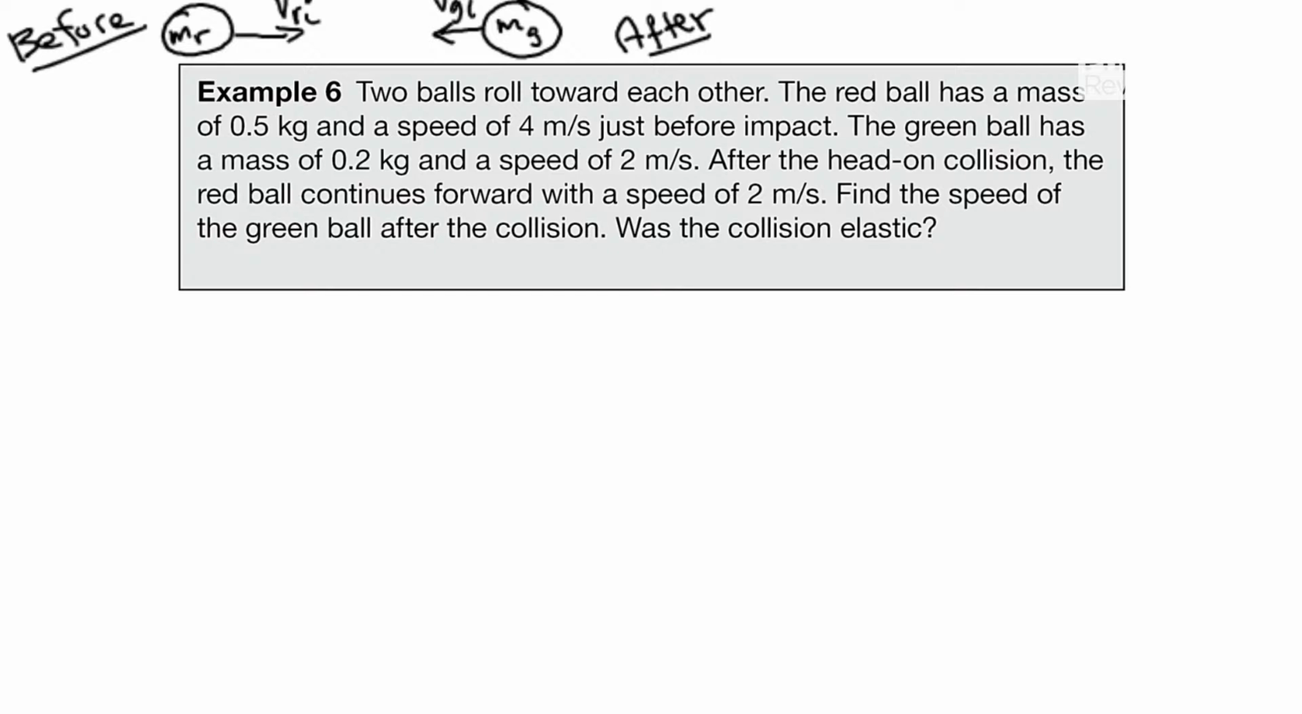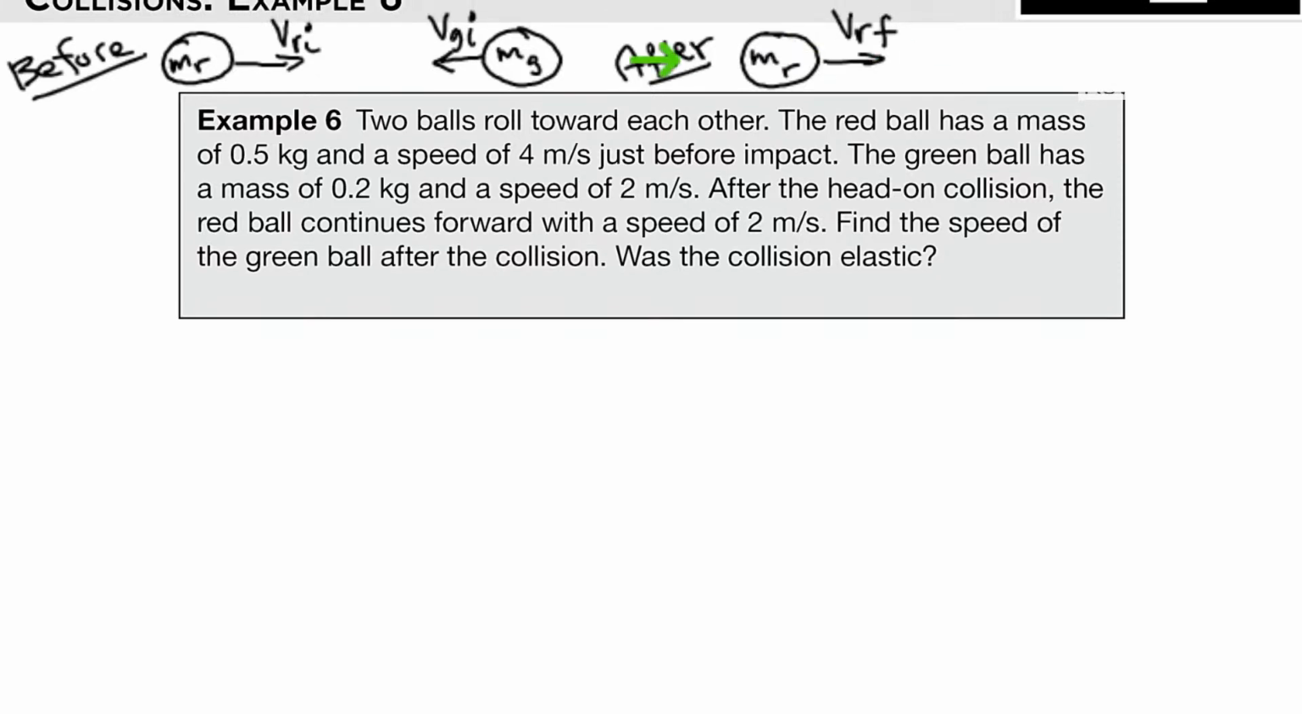After the collision, what we're told is the red ball continues forward, as we're anticipating, with that known speed of 2 meters per second. But we're also expecting now that this green ball should be bullied. The green ball isn't going to somehow pass through the red ball. Instead, it'll get pushed back the way it came. So what the question first asks us is, what is the speed of the green ball after the collision?